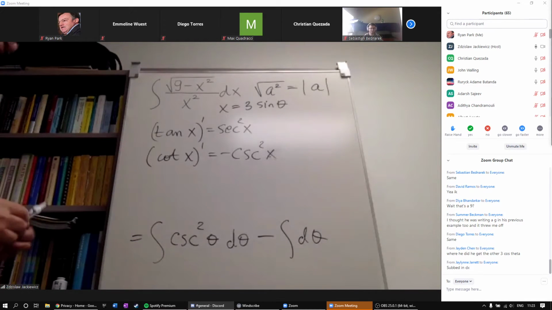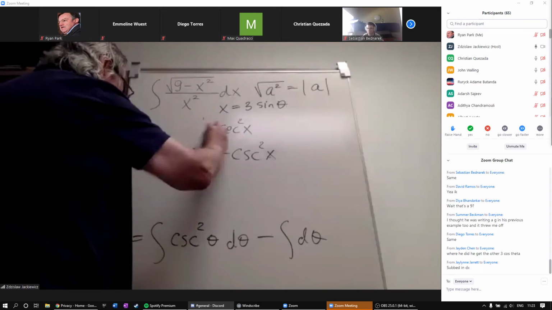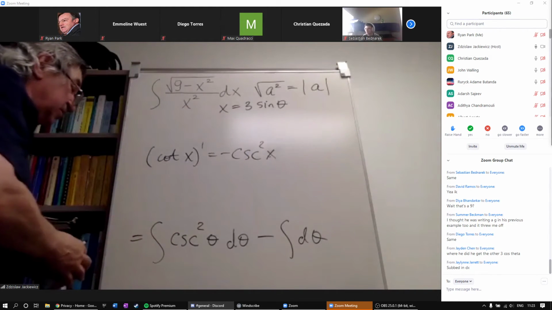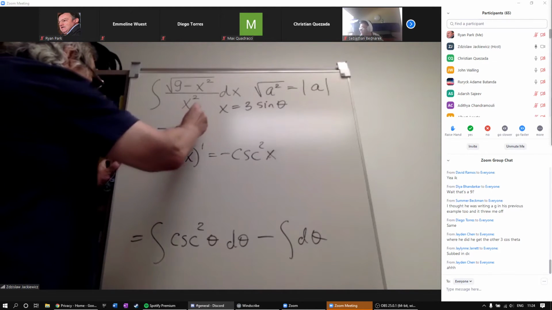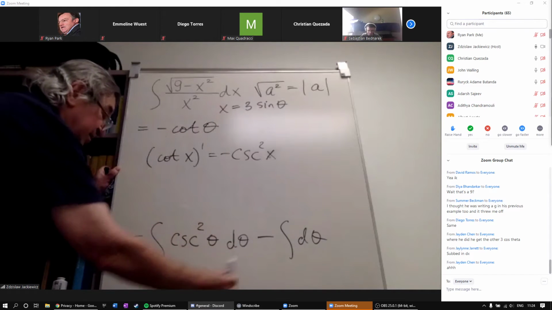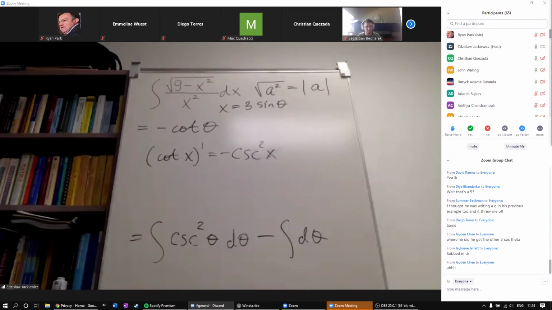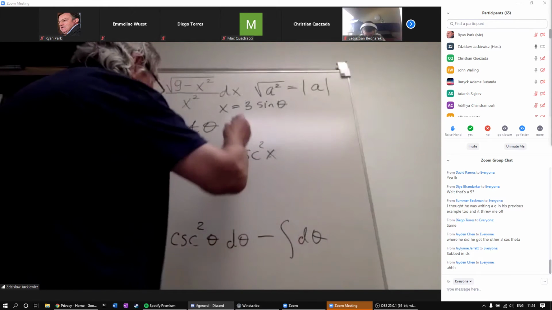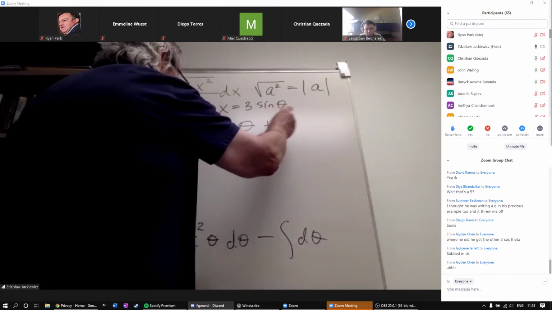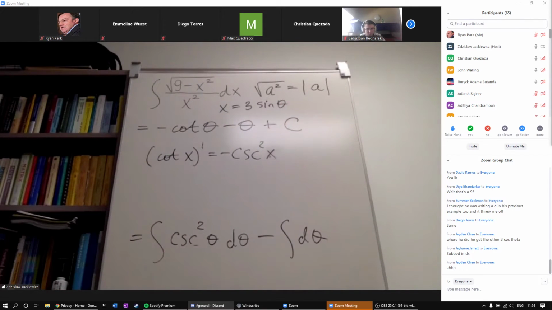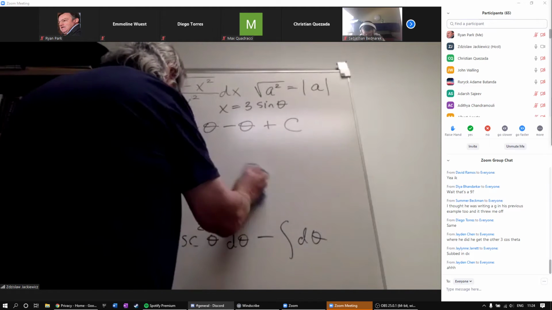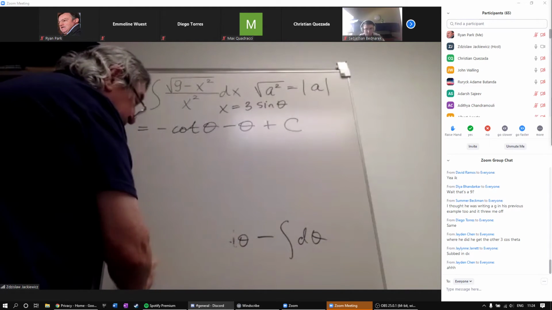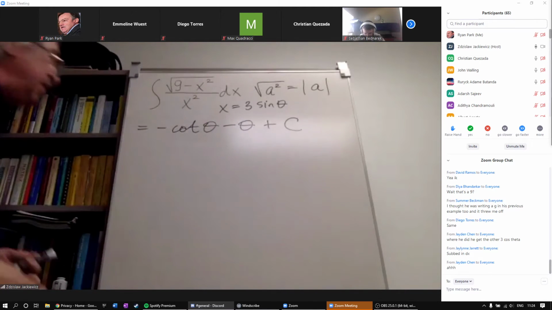Using the second formula, let me erase the first, we don't need it. So this integral becomes minus cotangent theta, and here is not a problem, minus theta. Well, we finished. You can add a constant of integration if you want. So this is what we got so far. Well, we are not done.